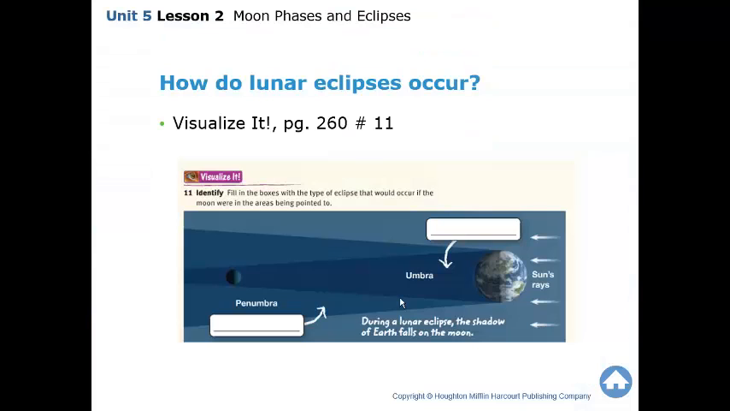Go to page 260 and do number 11. You're going to fill in the boxes with the type of eclipse that would occur if the moon were in these areas. Is it a full lunar eclipse if it's in this area or this area? Is it a partial lunar eclipse if it's in this area or this area?